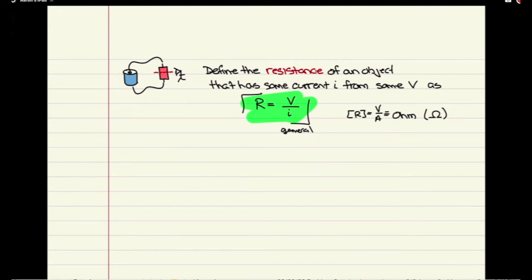You have some object that has some potential difference across it. There's some current that's being measured through it. The ratio of the two tells you the resistance of the object. And you can see just by rearranging, the resulting current is the potential difference across the object divided by the resistance of the object. If something has a large resistance, this is aptly named, it is saying that the object resists current from flowing through it. If R was very big, I would be very small for a given potential difference.